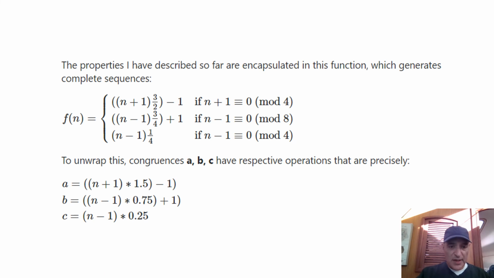And then with B and C, we're subtracting 1, and in one case we're multiplying by 0.75 and adding 1, and the other one we're just multiplying by a quarter. And so we can see that the growth operation, the only congruence that is resulting in a growth operation is A. B is reducing the size of the step sequence number by 3/4, and C is reducing it by a quarter. Let's move on.